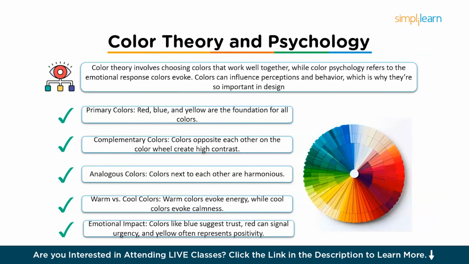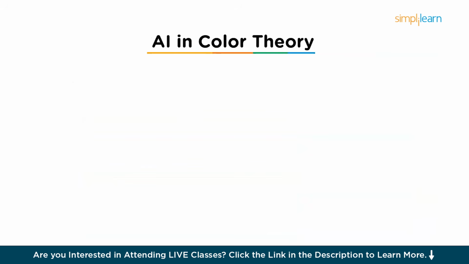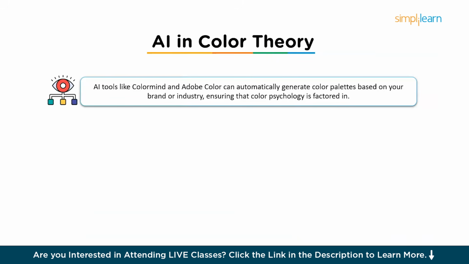Then we have emotional impact. Colors like blue suggest trust, red can signal urgency and yellow often represents positivity. Now we will see how AI can actually enhance color theory. AI tools like ColorMind and Adobe Color can automatically generate color palettes based on your brand or industry, ensuring that color psychology is factored in.